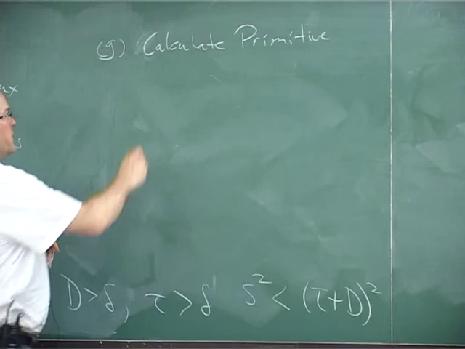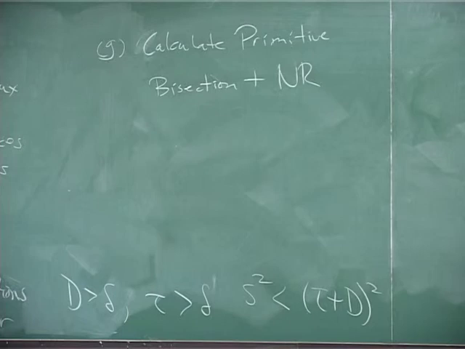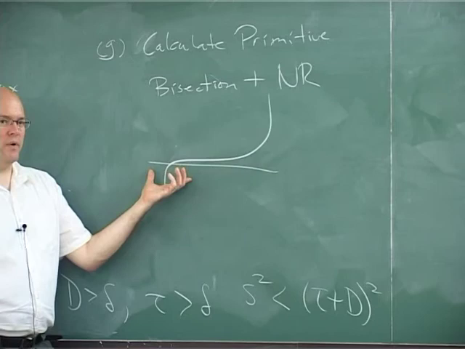This is usually a combined bisection Newton-Raphson solver. I try to put a bound on the root, and if everything's nice, Newton-Raphson will find the solution immediately. If the root looks like this, then Newton-Raphson will have a very hard time with that, but if I've got the root bounded, I can use bisection to find it.